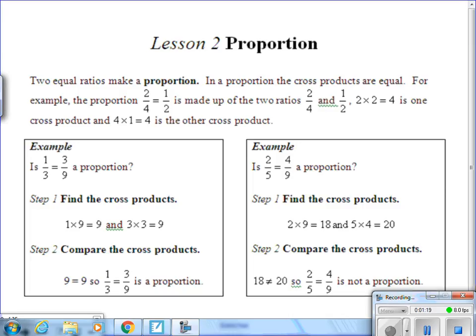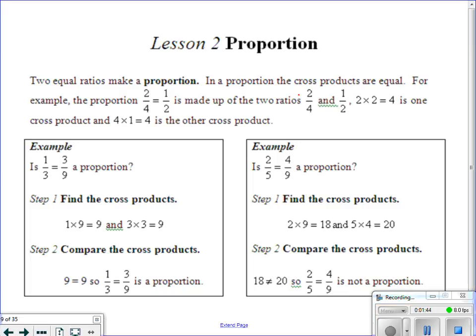All right, so in this lesson, we're talking about proportions. Two equal ratios make a proportion. And in a proportion, the cross products are equal. So for example, the proportion 2/4 equals 1/2 is made up of the ratios 2 to 4 and 1 to 2. So if you look at the cross products there, 2 times 2, that's a cross product, and 4 times 1, that's a cross product. So 2 times 2 is 4, and 4 times 1 is 4.